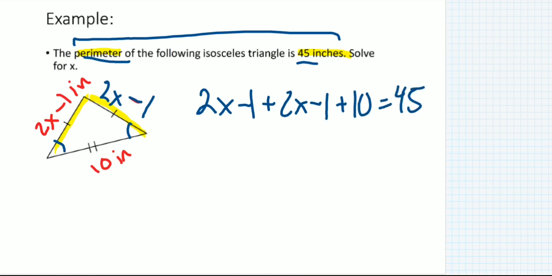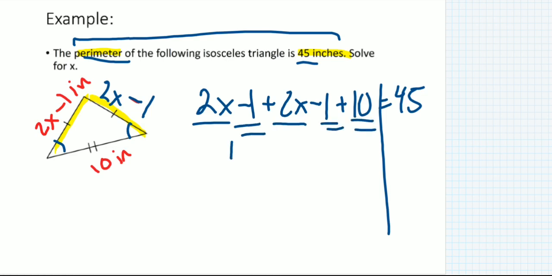You could have done this another way as well, right? You could subtract 10 from 45 and then divide that by 2 and then set that equal to 2x minus 1, if that makes sense. If it doesn't, then let's just keep doing it this way. Let's combine like terms. So we have that right there.